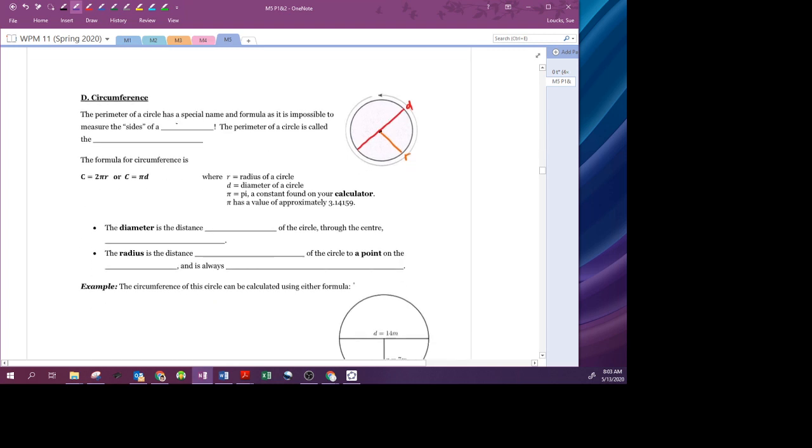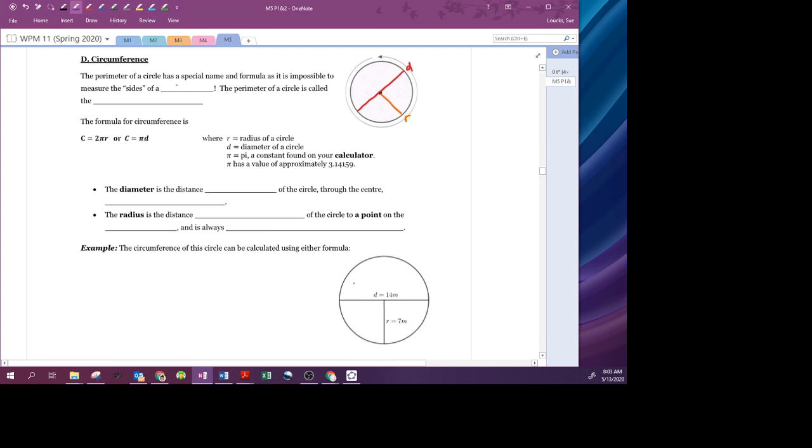All right, we're going to talk about circles now. The perimeter of a circle has a special name and formula because you can't measure the sides of a circle, not with a ruler anyway, you can with the tape measure. The perimeter of a circle is called the circumference. And it's just the distance around the circle, right?